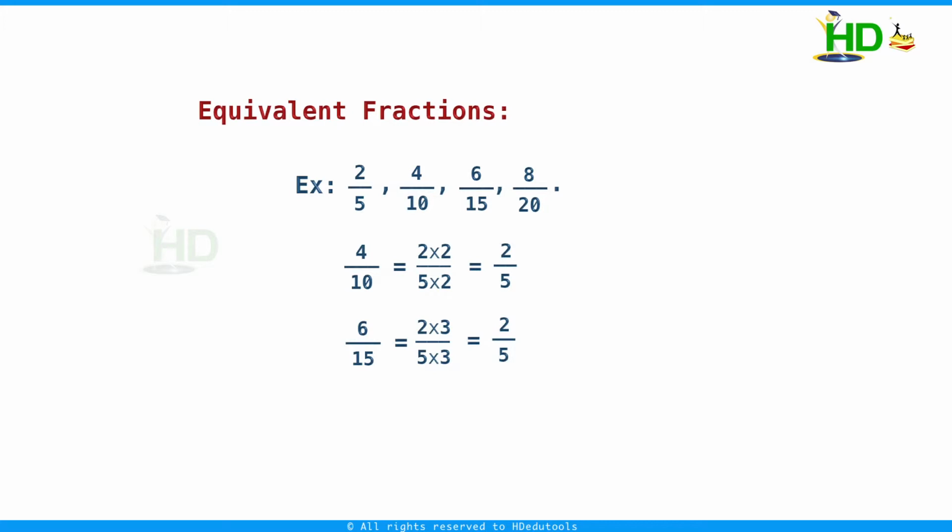And consider another fraction 8 by 20. Now this can be written as 2 into 4 divided by 5 into 4. And here 4 is common to both the numerator and the denominator. Therefore, we can cancel them. Now, this can be written as 2 by 5. That is, the fraction 8 by 20 has the value 2 by 5. These fractions 2 by 5, 4 by 10, 6 by 15, 8 by 20 are called equivalent fractions. That is, the fractions which have the same value are called equivalent fractions.